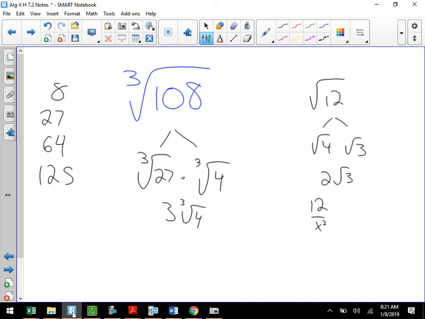It's part of the nth root. The answer would be 3 cube root 4. Yep. Mm-hmm. Yep. You get that.